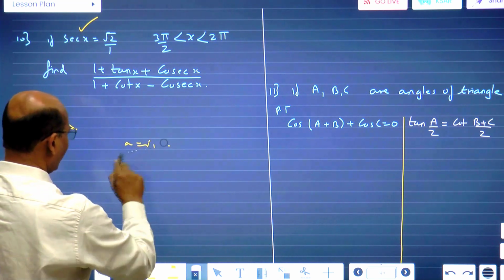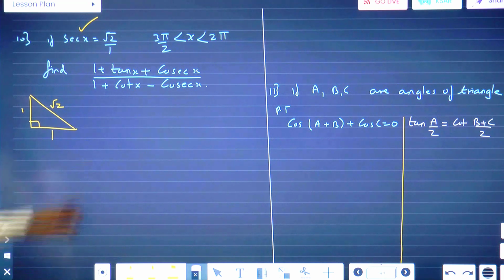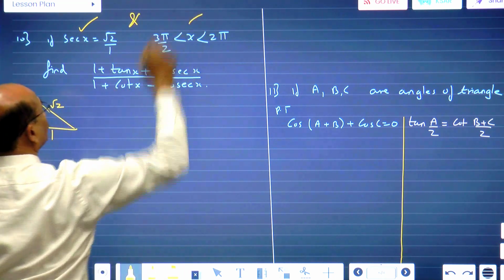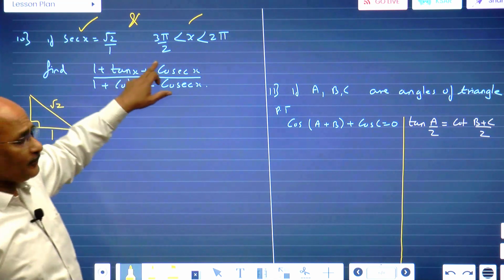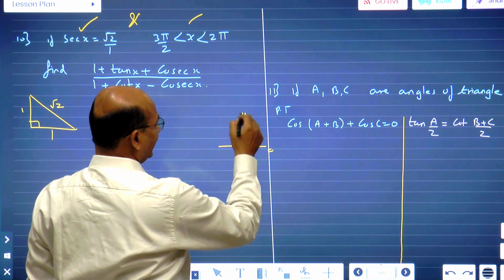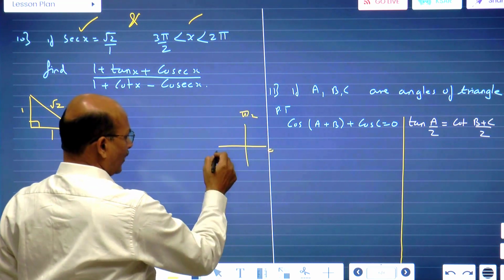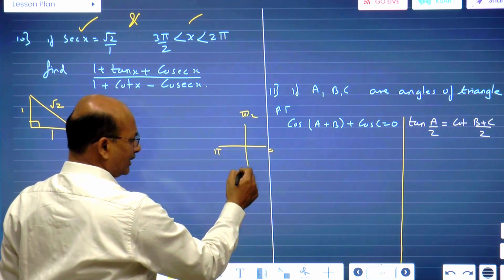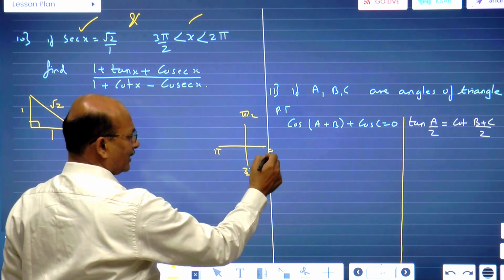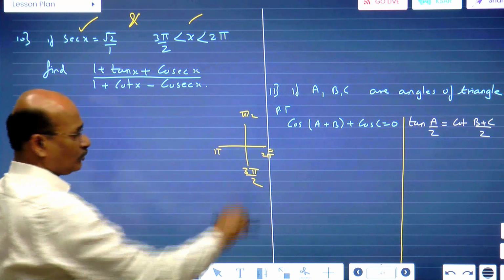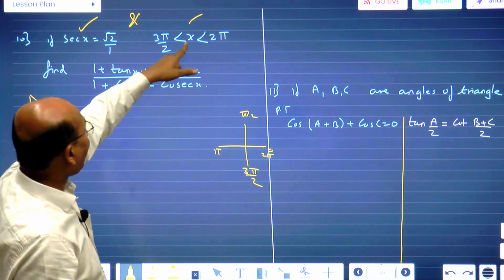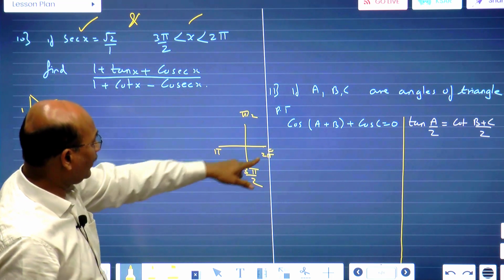Now, hold on. What I want you to do is look at the second thing given, because this is also given to you. Now, 3 pi upon 2, remember, this is 0, this 90 degree, I can write pi upon 2, 180 degree I write pi, 270 degree I can write as 3 pi upon 2, and this I can write as 2 pi, one complete rotation. Now, x is between 3 pi by 2 and 2 pi.